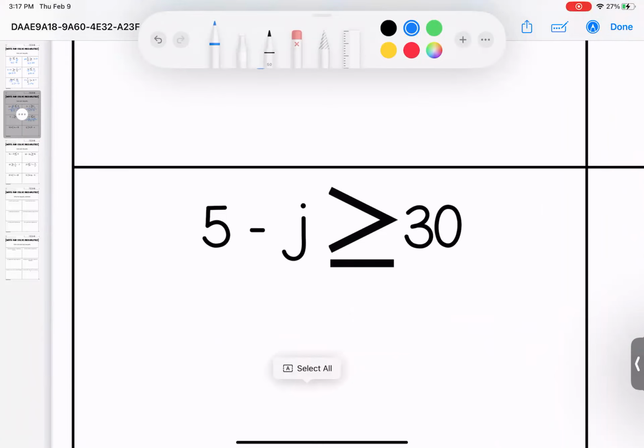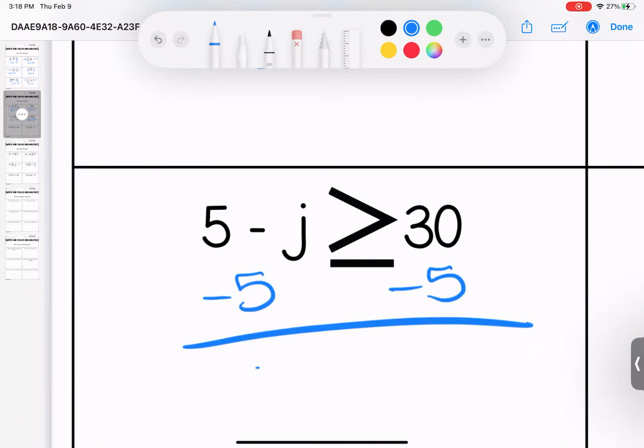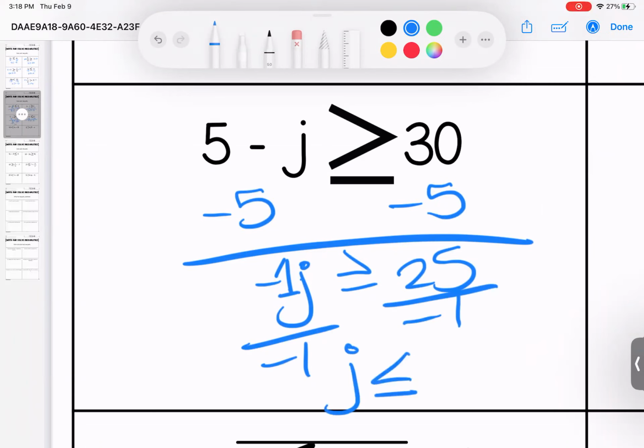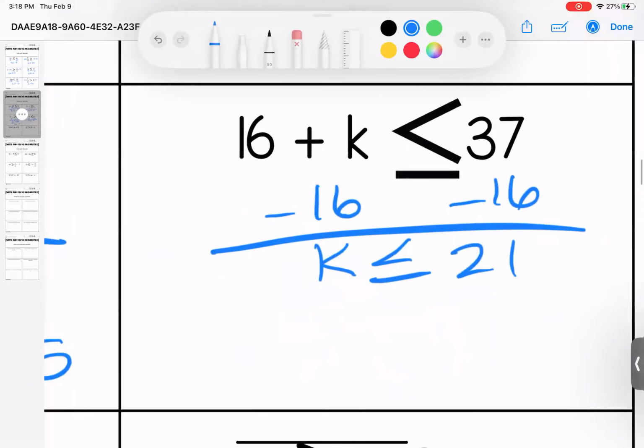Over here, I have a -J. To be careful with that, I'm going to first start with subtracting my 5 from both sides. Leaves me with -J is greater than or equal to 25. When I have that negative sign, that is the same as saying that I have -1. They're sticky numbers. I'm going to divide both by -1. It's going to leave me J. My sign flips because it's negative, and I get -25.